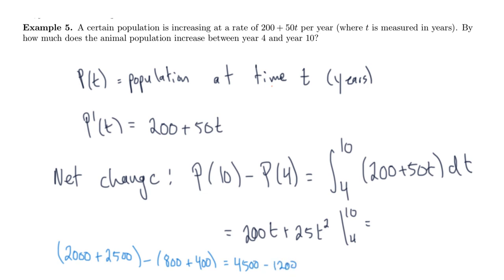So the population increases by 3,300. And of course the units are just, I don't think it actually says what the population is, but if this was a population of ducks, then the population increases by 3,300 ducks, or whatever the population is representing.